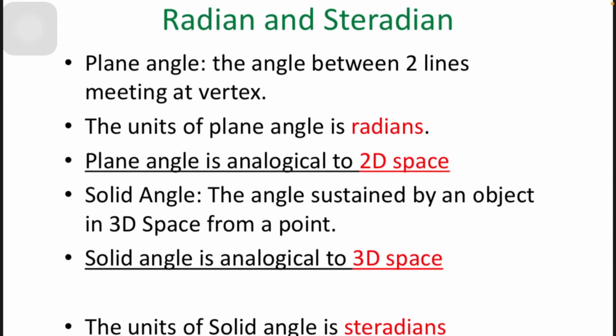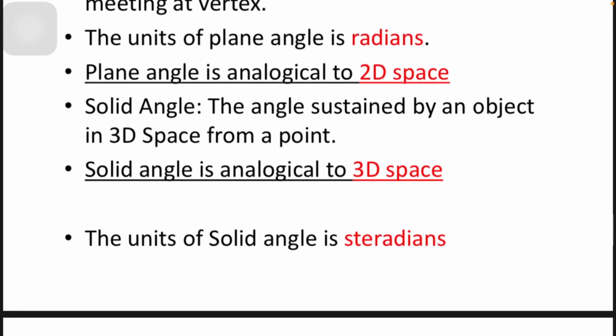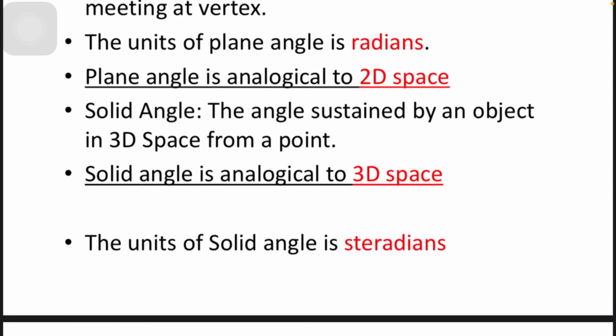Radian and steradian. Plane angle: the angle between two lines meeting at a vertex. The unit of plane angle is radians. Plane angle is analogous to 2D space. Then solid angle: the angle subtended by an object in 3D space from a point. Solid angle is analogous to 3D space. The unit of solid angle is steradians.